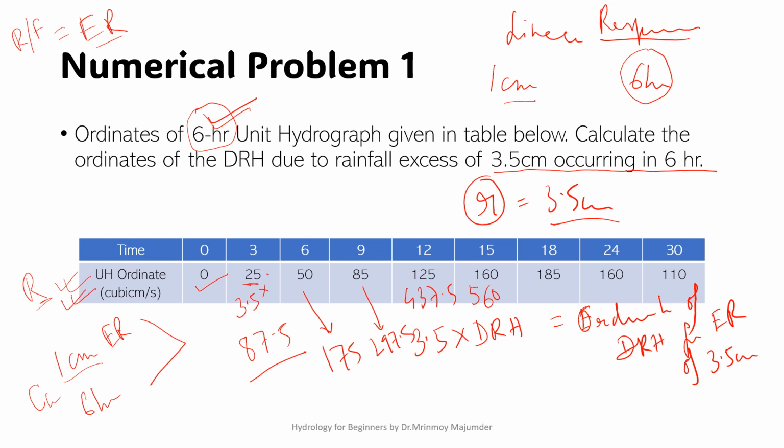So this is the way, because of our assumption of linear response, this 1 centimeter will always have a linear response of DRH, and as the duration of 1 centimeter excess rainfall and 3.5 centimeter excess rainfall, 6 hours, is the same, due to the linear response assumption we can straight away multiply 3.5 with the ordinates of the existing unit hydrograph, and we will get the ordinates of the DRH due to the rainfall excess of 3.5 centimeter occurring in 6 hour duration. Remember, as I have said, this duration is for the rainfall excess, not for your hydrograph.